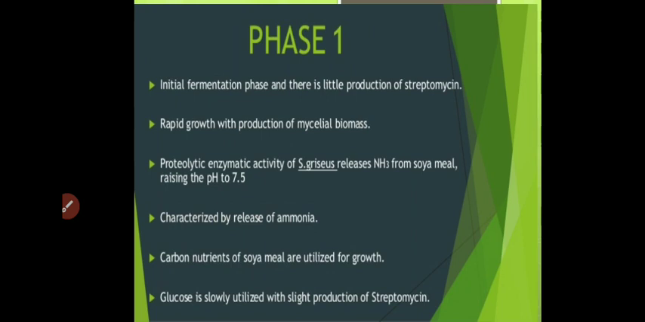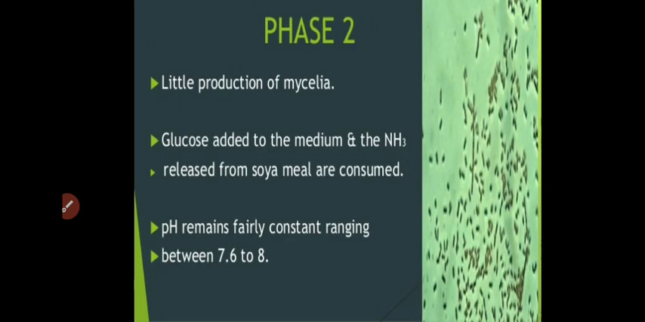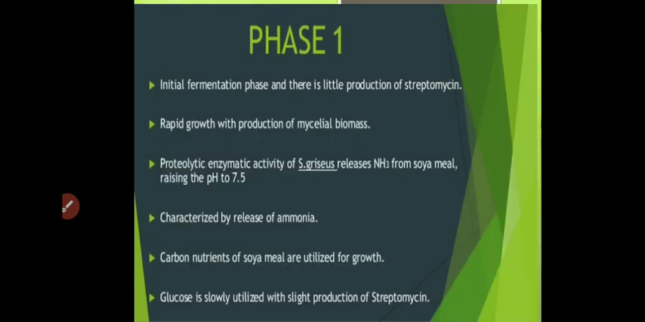Carbon nutrients of the soya meal are then utilized for the growth of Streptomyces griseus. Glucose is slowly utilized with a slight production of streptomycin. Then once the ammonium secretion is carried out and the carbon source or glucose is utilized, the streptomycin production has started.